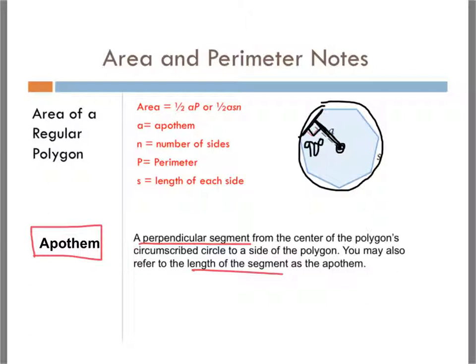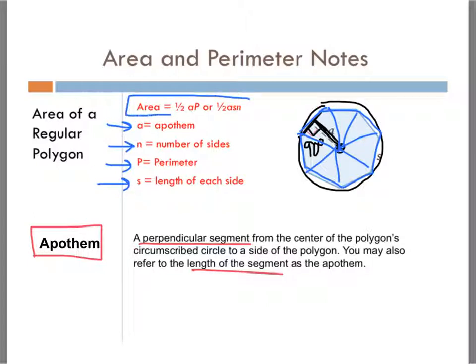So to find the area of a regular polygon, we have A is the apothem, N is the number of sides, which means really the number of triangles we're going to be able to create. P is the perimeter, which is the distance around the entire shape. And S is the length of each side. And I get this beautiful formula. Area is equal to 1/2 A times P, the perimeter, or 1/2 the apothem times the length of each side, times the number of sides.